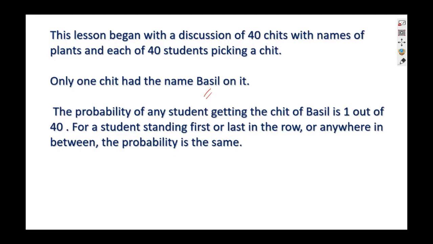So now we will put it into the probability formula and see. The probability of any student getting the chit basil is 1 out of 40, because in this particular event the number of sample points is 1 and the total happens to be 40. Irrespective of whether you stand first or last, the chance or probability stands at 1 upon 40. Now, mathematics could solve that situation. There is nothing like you won't get; your chance is 1 upon 40, your probability is 1 upon 40.